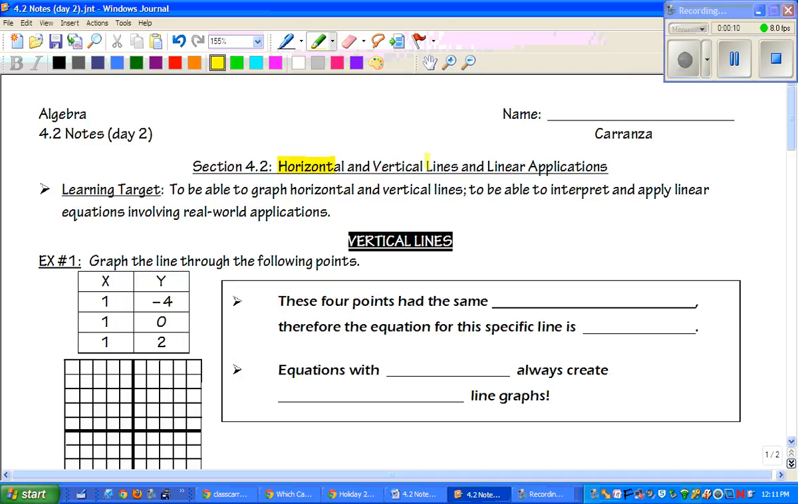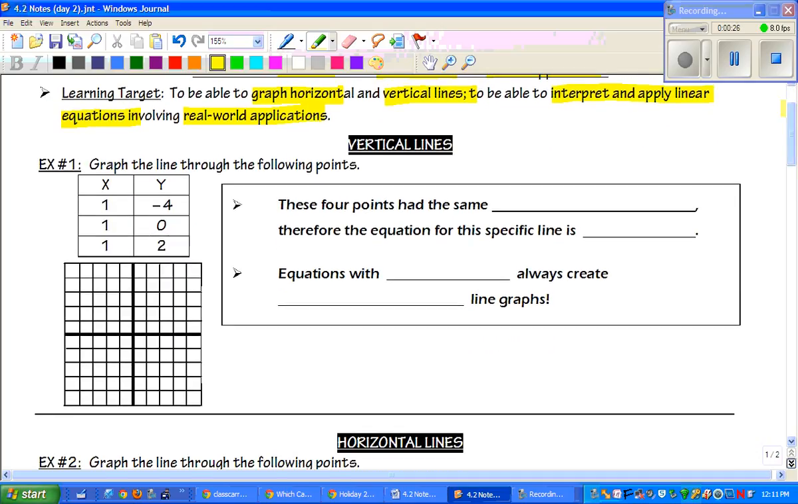Today we're talking about horizontal and vertical lines and linear applications. Our learning target today is to be able to graph horizontal and vertical lines and to be able to interpret and apply linear equations involving real-world applications. So let's go ahead and get started.